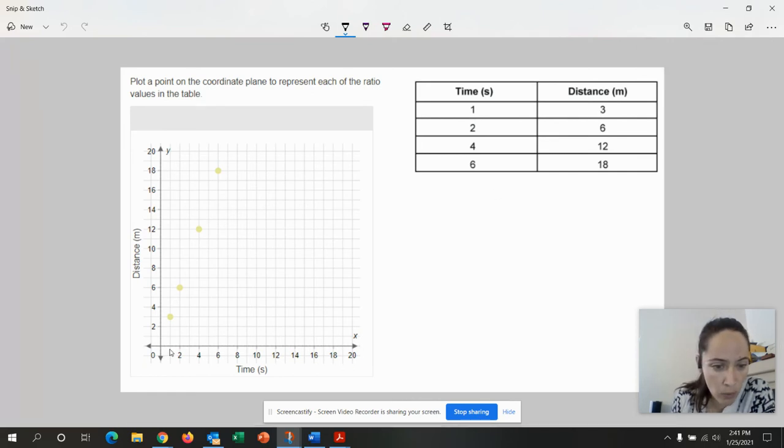So I go over 1. Oh, and we look at the scale. Look, these are each a scale. And I go up 3. 1, 2, 3. There it is.